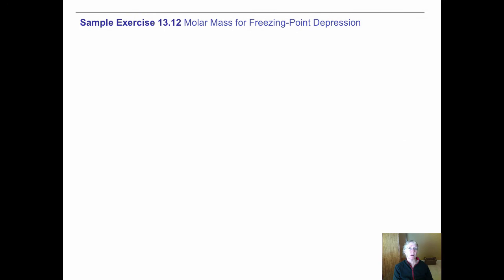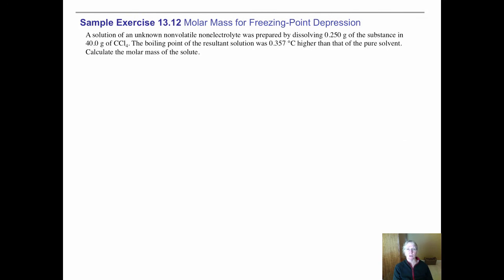The second type of problem you might see is the molar mass for freezing point depression or boiling point elevation, and this time we have to work a little bit harder. An unknown non-volatile non-electrolyte. I'm going to tell you why we have to worry about non-volatile non-electrolyte in the next problem, but I can find out if it's an unknown what that substance is and also its molar mass if I have data for a known solvent.